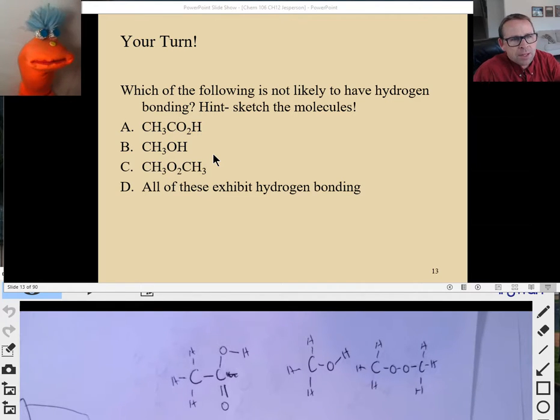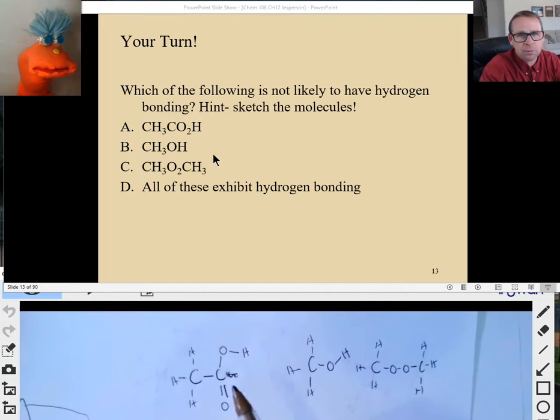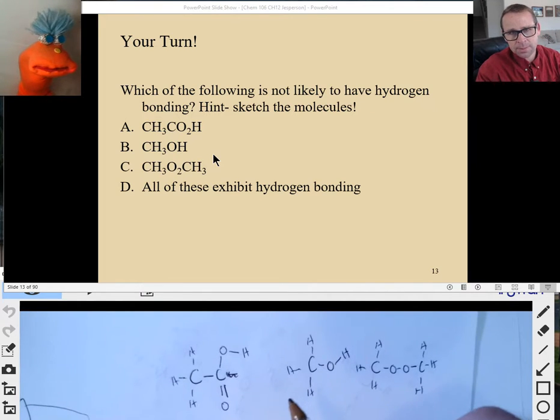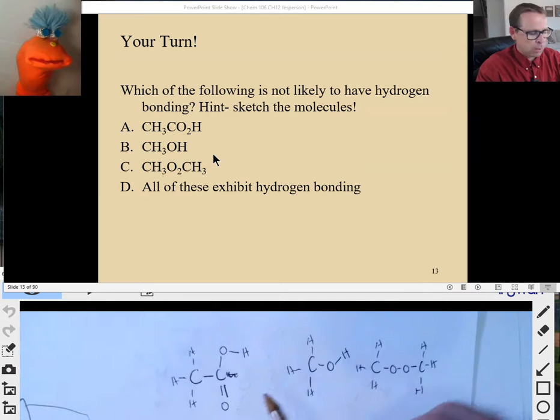So, what do you think? Which one is not likely to have hydrogen bonding? Am I looking for, like, hydrogens? I don't know. How do I know? Well, what we need to look for is dipoles. Dipoles. What's a dipole? Well, you know, like where the partial positive and partial negative charge would be, like a polar part of the compound.